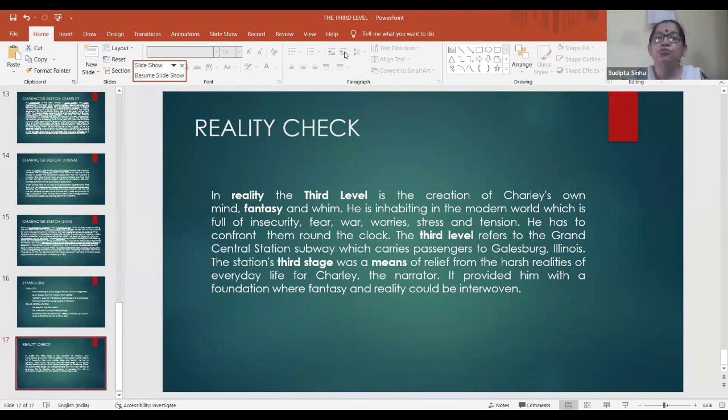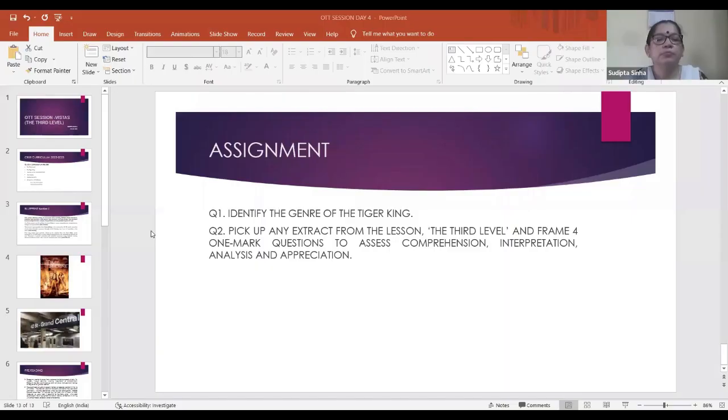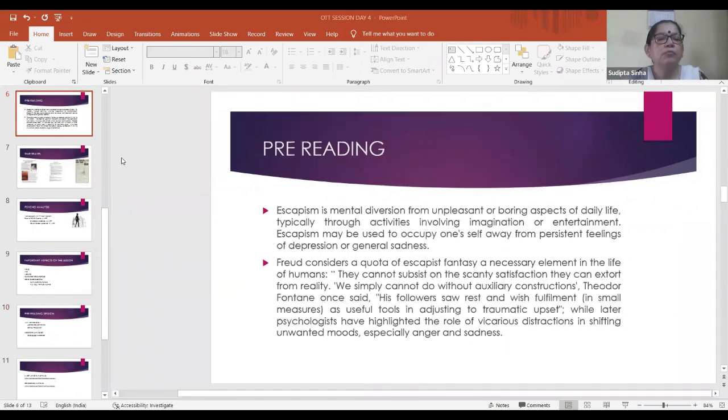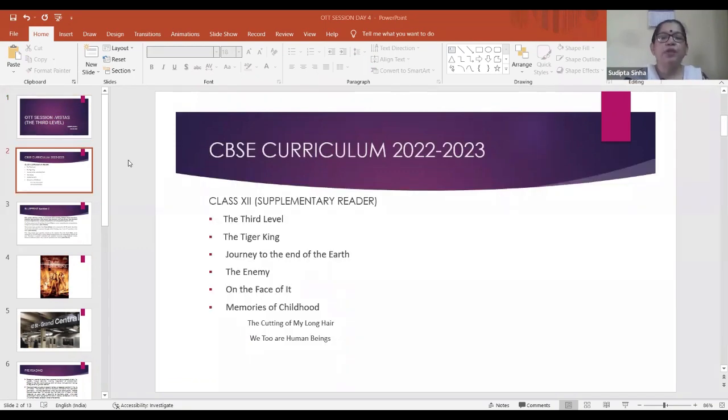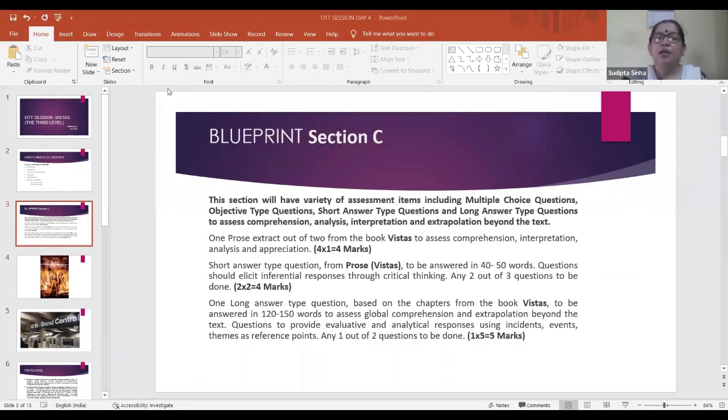Now, teachers, I'll take you through the why and wherefore of other things. As I told you today, I changed the complete pattern over here. After this, I'll show you the questions as well, how to frame them. Now, what are the lessons we have from the Vistas? That's what I have taken. Over here, as we said, comprehension, interpretation, analysis, appreciation, the same as everything. So in-depth understanding is very essential.